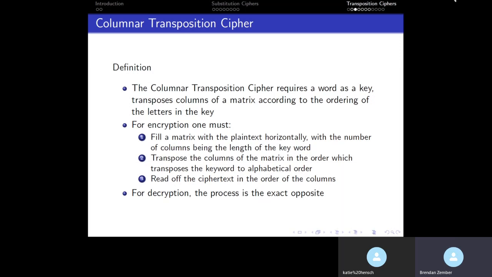So breaking that down, we first make a matrix in which the number of columns is the length of the key and fill in our plain text horizontally. Then we transpose the columns according to the ordering of the key, putting the earliest letter in the first column, second earliest letter in the second column, etc. Then the ciphertext is read down in the order of the columns. For decryption, it's the exact opposite.